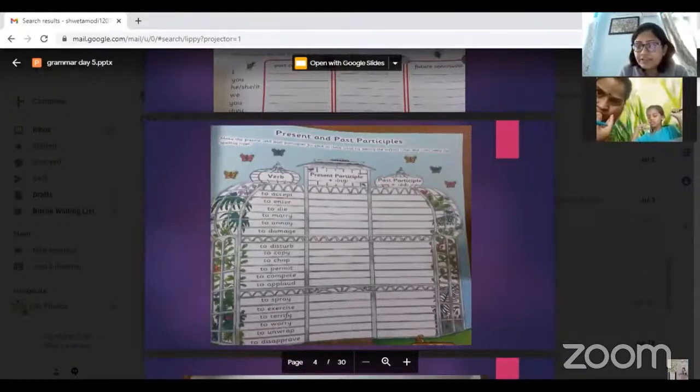Can you make a sentence to enter? Who can make a sentence to enter? Can you make a sentence to enter? I want to enter the class. Okay, which is the main word?